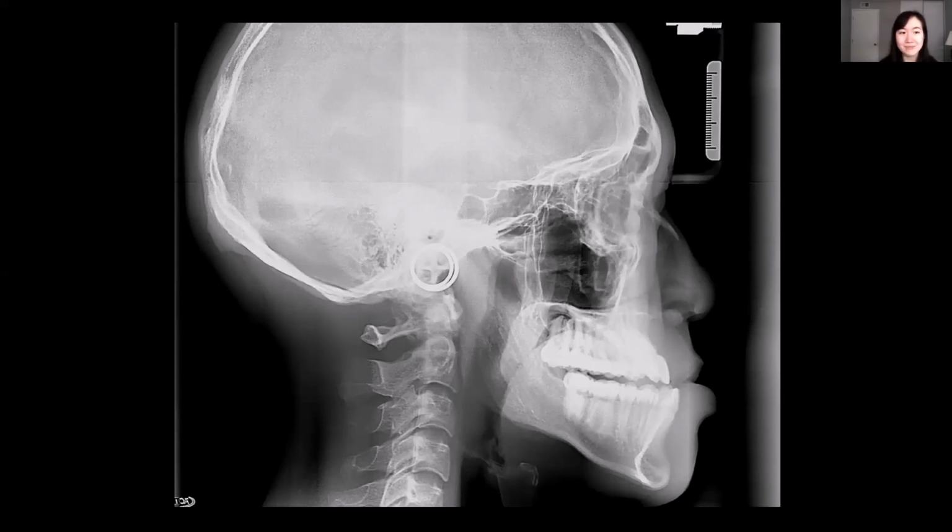So that's a brief overview of the two x-rays that I take, the panoramic and the supplementary. If you have any questions on these x-rays, please let me know.